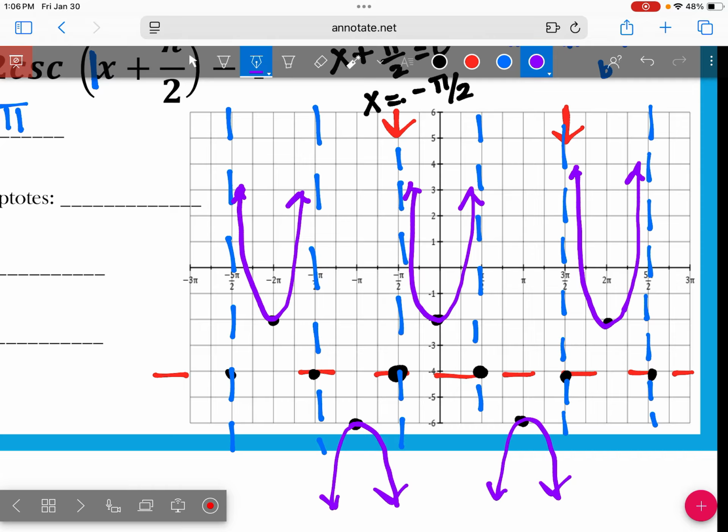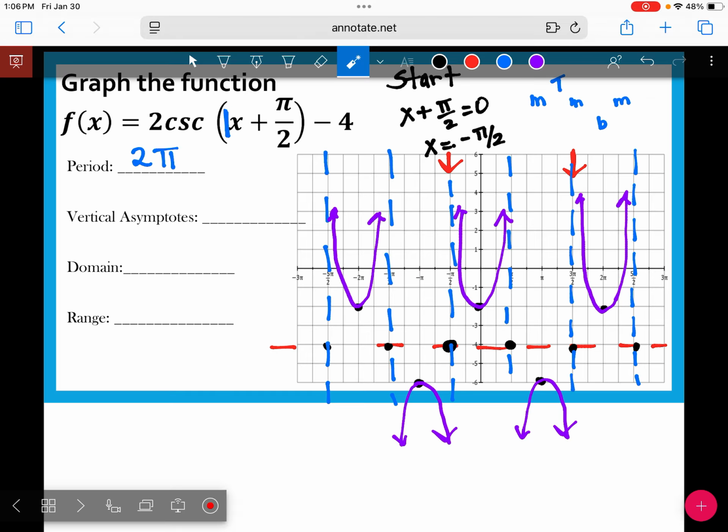Okay, so now let's talk about our vertical asymptote. So we don't have an asymptote at 0. Do you agree that I didn't draw one at 0? The first one I drew was right here. And what is my x value on this line? What is x equal? What's that number? Pi over 2. So my asymptotes are starting at pi over 2.